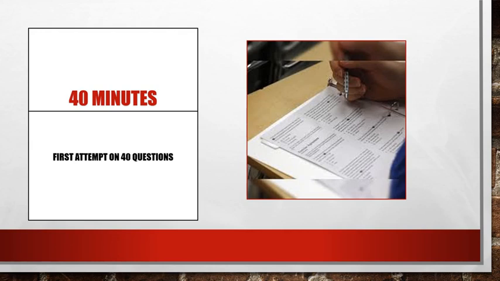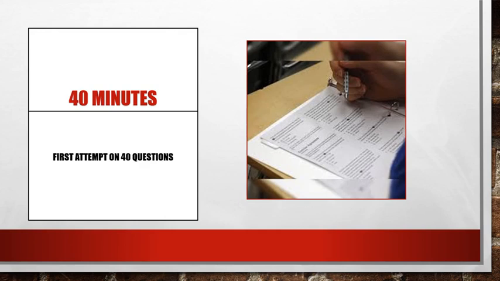So what do you do in that case? You leave any question that you can't answer in 1 minute and move to the next question. That will save you time, and that's discipline, managing your time effectively. So if you can't answer question number 1 in 1 minute, please move on to question number 2. Move on to question number 3, and on and on.